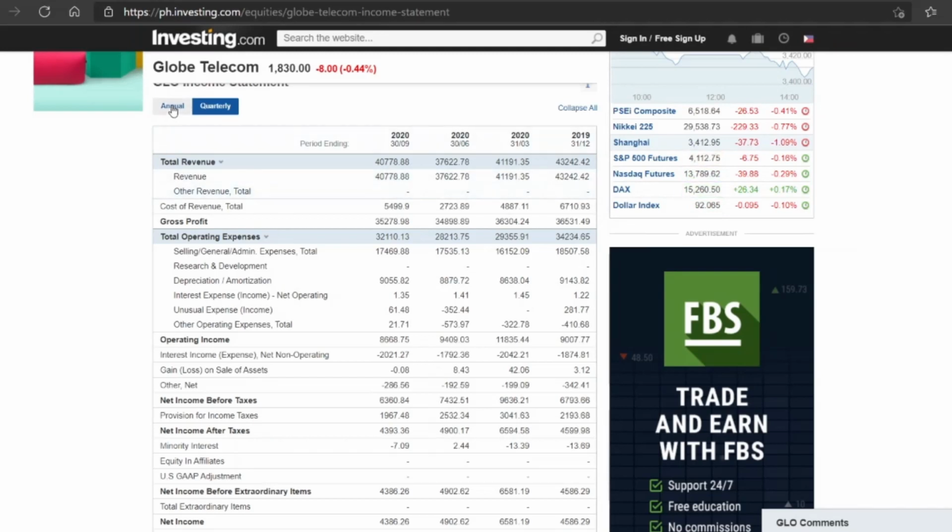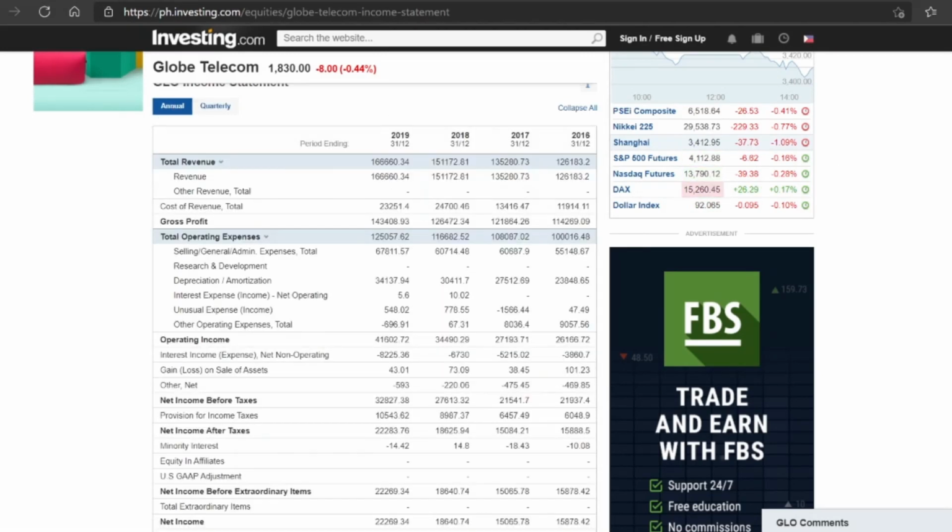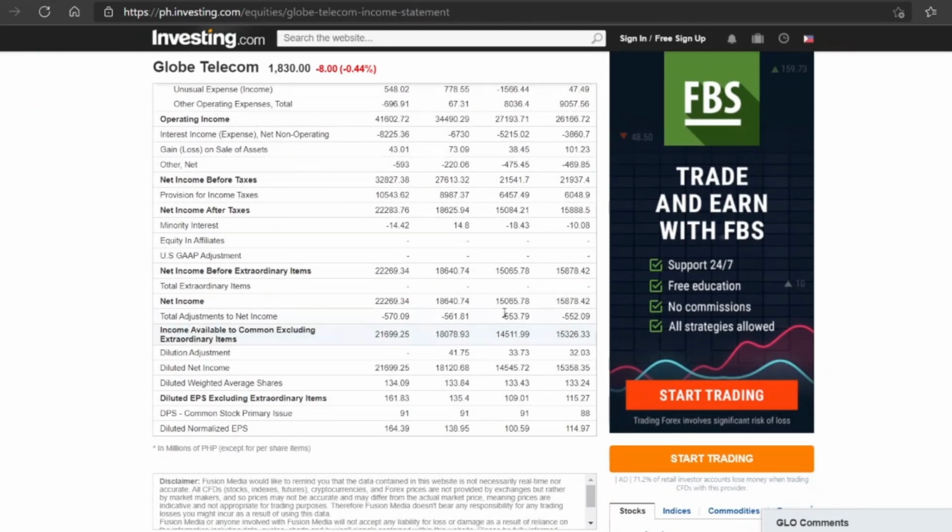First of all, click the annual. For this valuation, we always look at the annual data. Now scroll down and look at the net income line. These numbers are in the millions, so every number you get here should be multiplied by 1 million. But you don't have to mind that for now. What you want to see here is the income should be growing year after year.